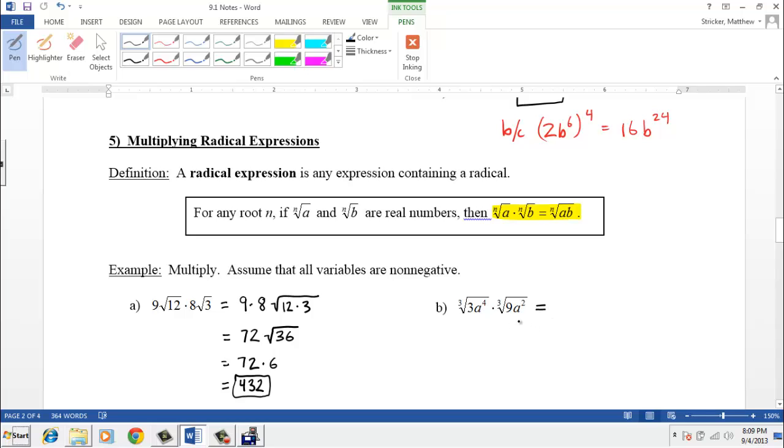So if you look at the next one, the root indexes are both 3s, so we can multiply them. And it becomes 3 times 9 is 27, and then a to the 4th times a squared is a to the 6th, which I can take the cube root of. The cube root of 27 is 3, because 3 times 3 times 3 is 27, and the cube root of a to the 6th, well, we just divide that power of 6 by 3, which gives us 2. So we have 3a squared.